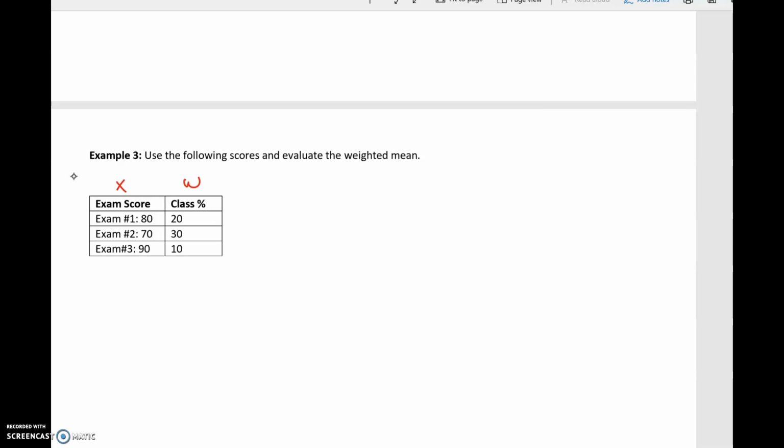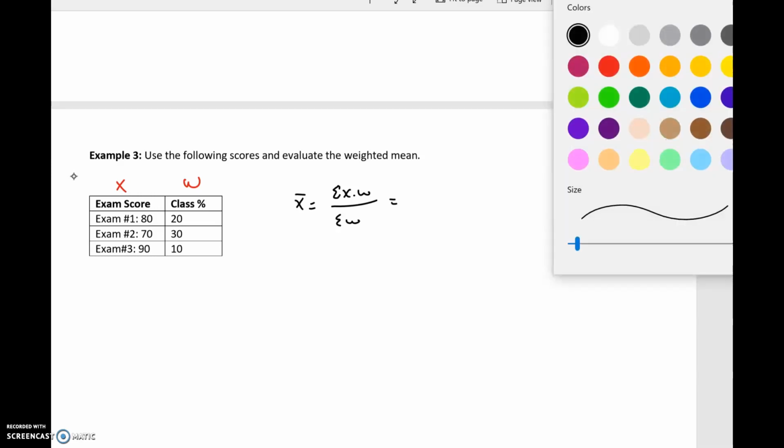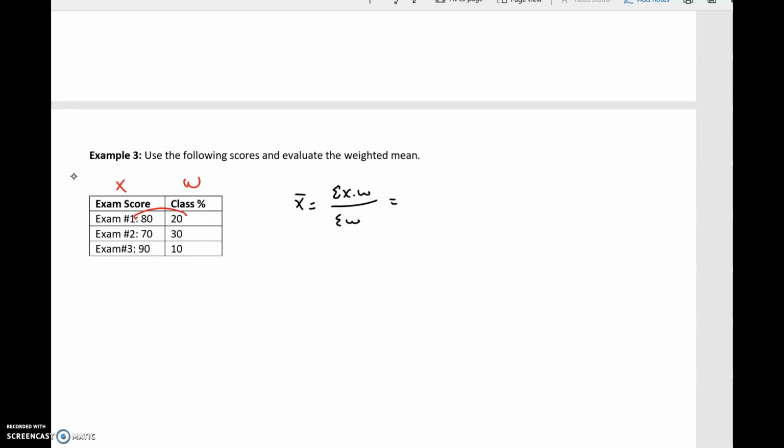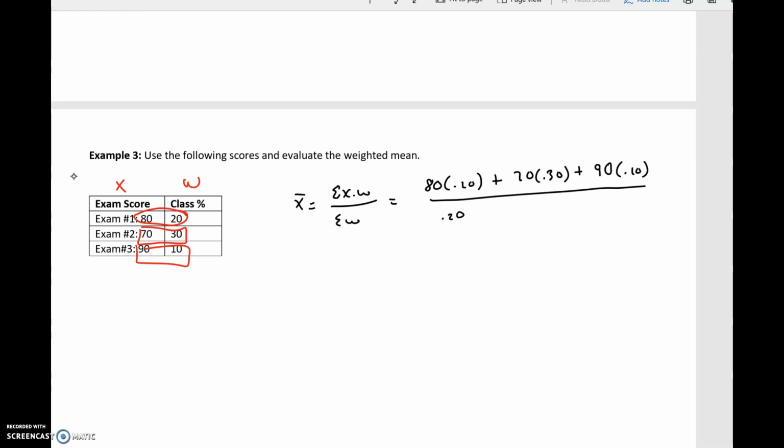They want the weighted mean, so I'm just going to call this x bar. This is equal to the sum of the x's times w divided by the sum of w. Then you have to make sure that you do the following pairing. Your scores go in this direction. For this one, on the top you're looking at an 80 times a 20% plus a 70 times a 30% plus a 90 times a 10%. Now, these categories don't have to add up to 100. That gets adjusted at the bottom, where you're dividing by 0.20 plus 0.30 plus 0.10.